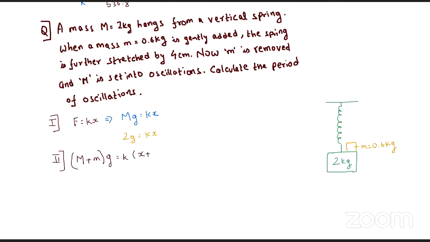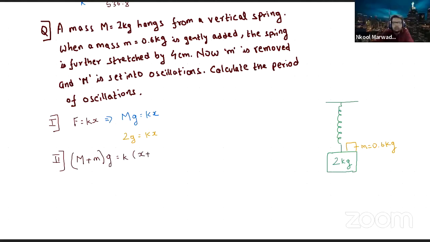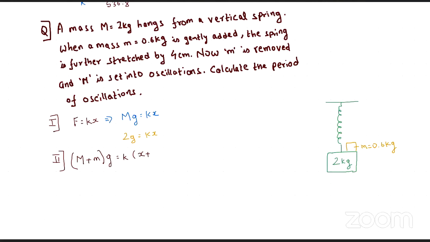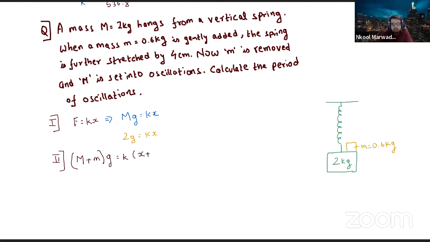And we have to be very careful, since the mass is in kilogram, let us convert this centimeter into meter here itself. Otherwise we will forget and the question will go. It is in meter. Now this is very clear to us. Now we can substitute values. So we will get 2 plus 0.6, so 2.6 g is equal to k times x plus 0.